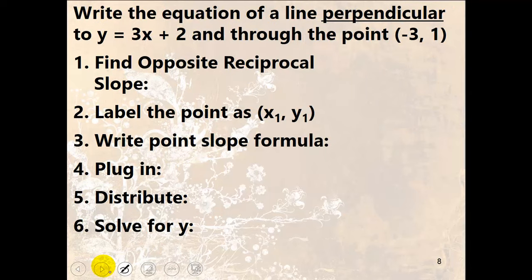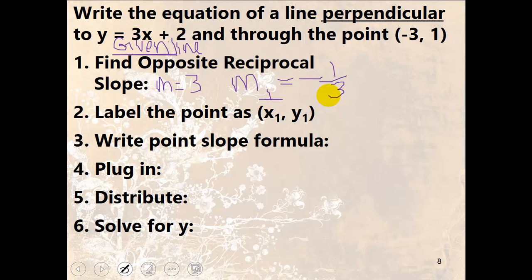So here we have the line. This is our given line: y equals 3x plus 2. What's the opposite reciprocal? Well, the slope of this line is 3, but I want the opposite reciprocal, or the perpendicular slope, so I use this little perpendicular symbol that you learned from Mrs. Abeg, and it's going to be flip the sign, flip the fraction. There's my new slope. I'm going to label my point as x1, y1, and then I'm going to go into point-slope formula because I don't have the y-intercept.